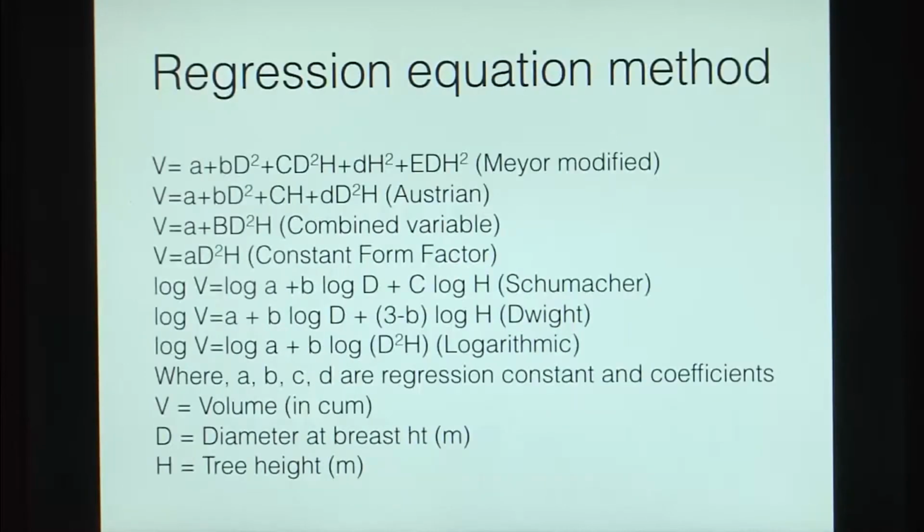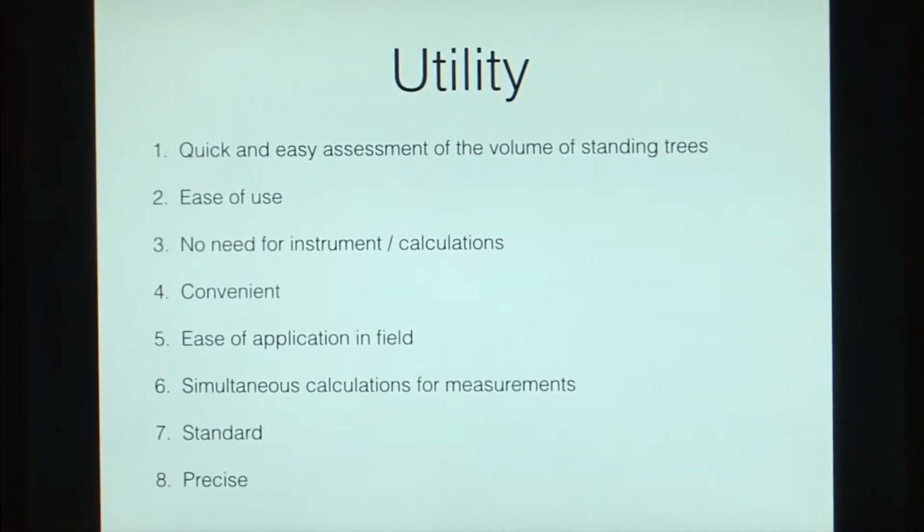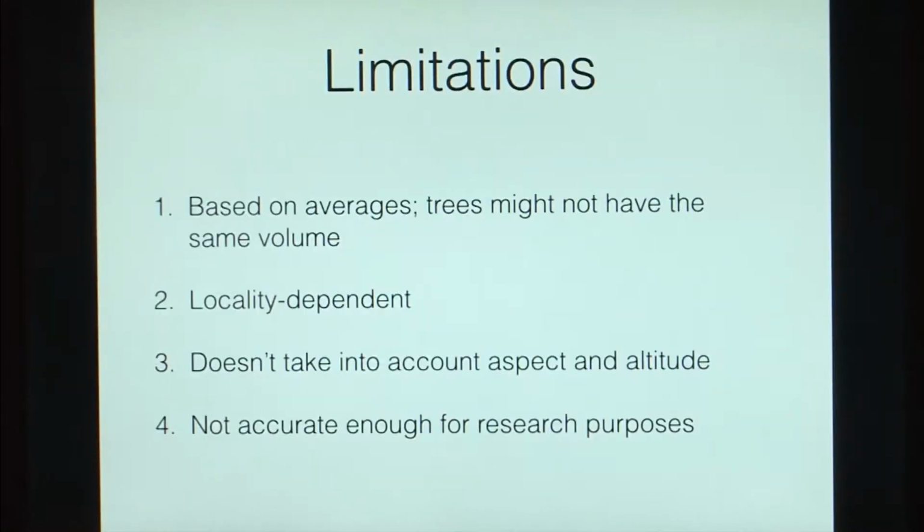And in the regression equation method, we define some generalized regression equations, and then we use the values of the trees that have been taken from the field to find out these regression constants, and from those regression constants we can then find out the general volume equation and this general volume table. Now, in the case of preparation of local volume table, we plot our GVT values of volume, diameter and height, and then we take our readings from the field, and then we draw a smooth curve to get the local volume table. Then we looked at its utility and limitations.